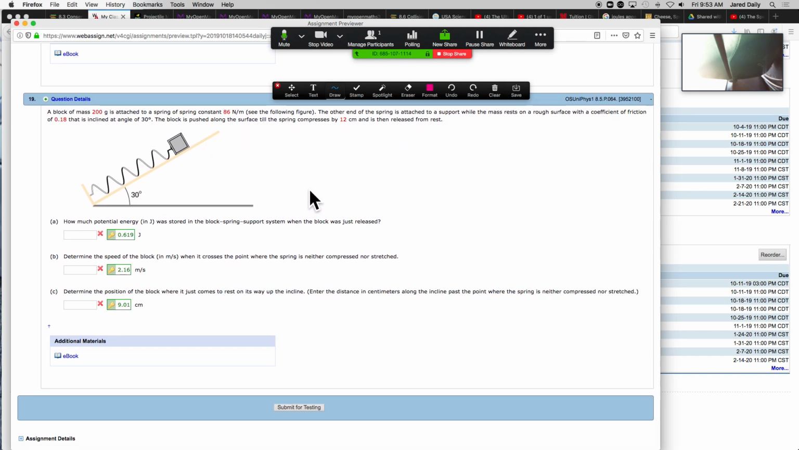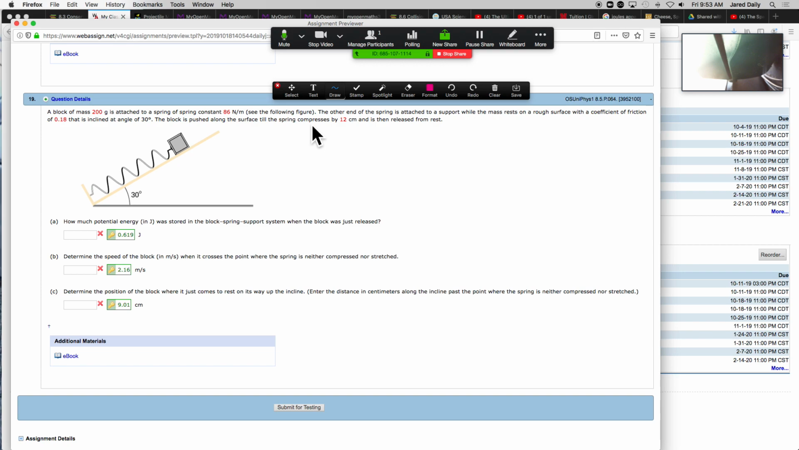So we have a block of mass 200 grams attached to a spring. Spring constant 86. The other end of the spring is attached to a support, on a rough surface with a coefficient of friction. So we've got friction. It's inclined at an angle of 30 degrees. The block is pushed along the surface, the spring is compressed by 12 centimeters, and it's released from rest.